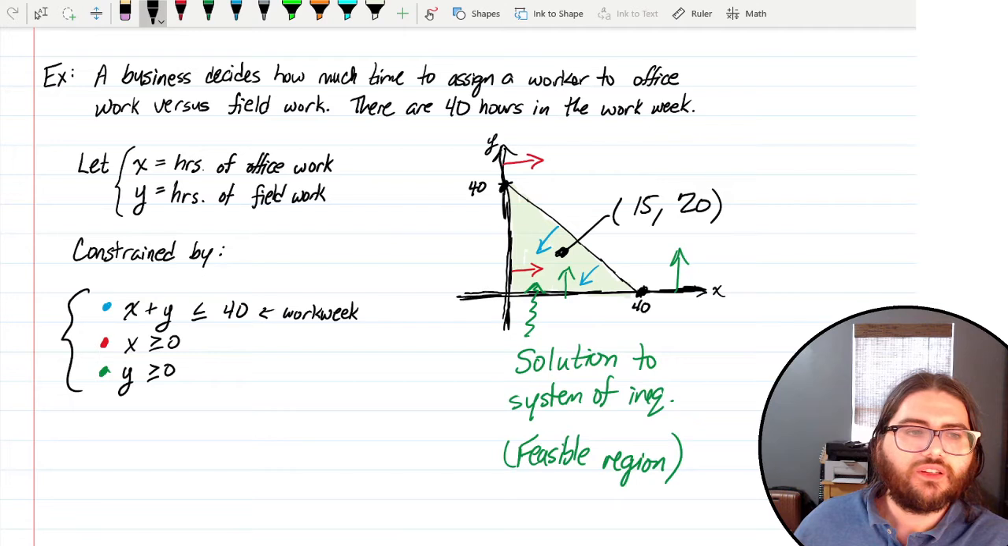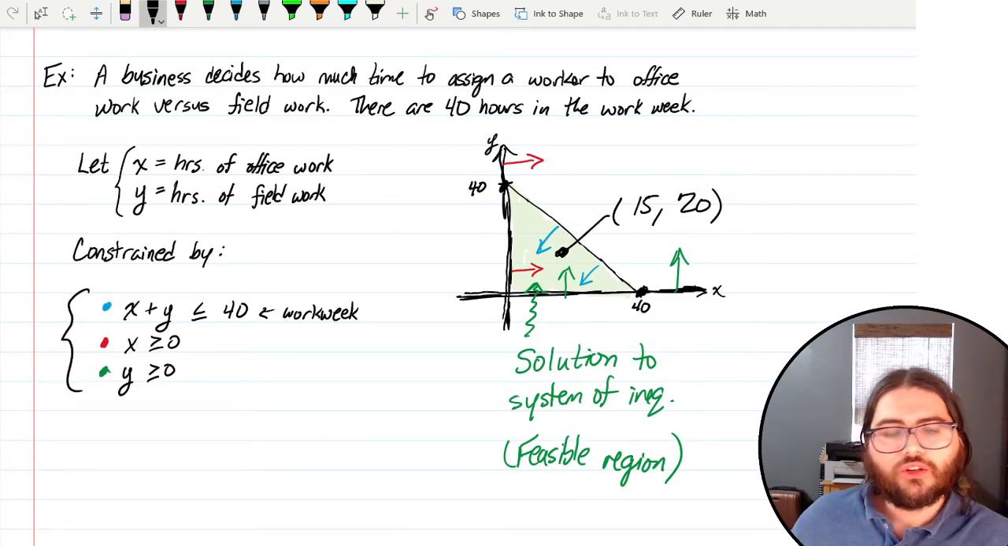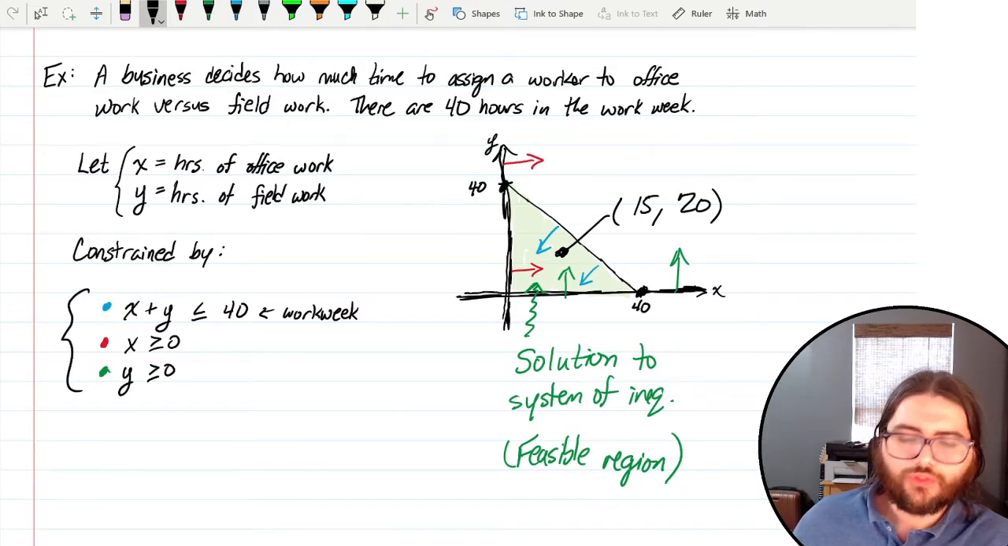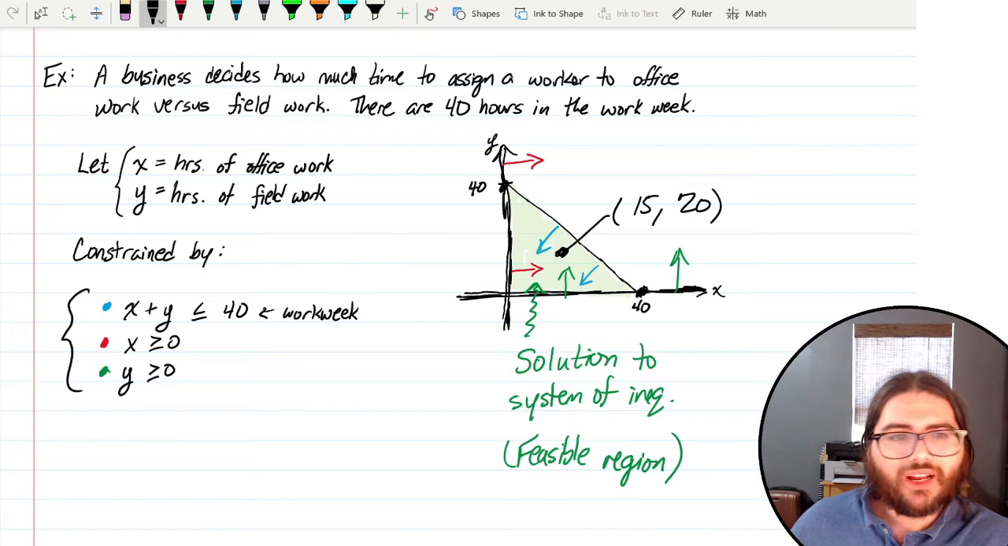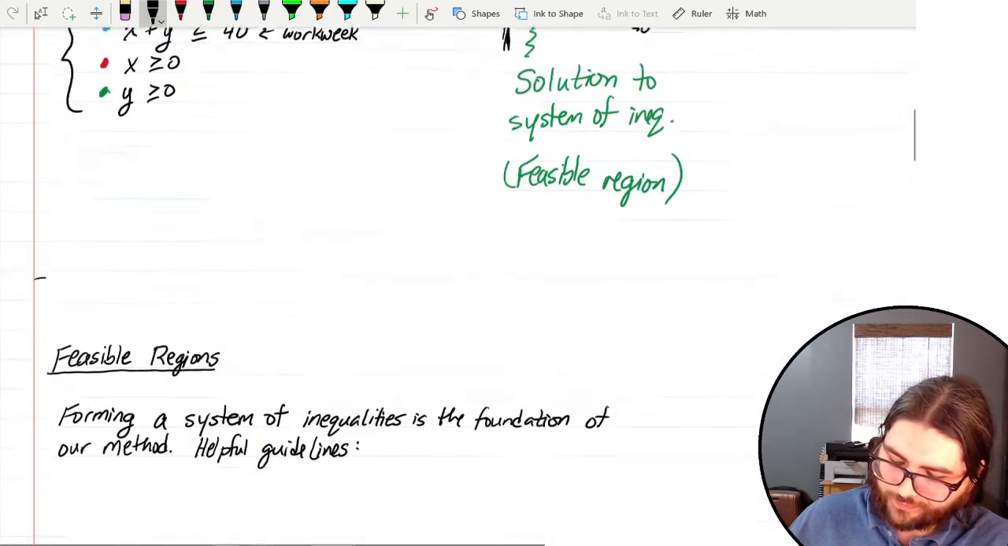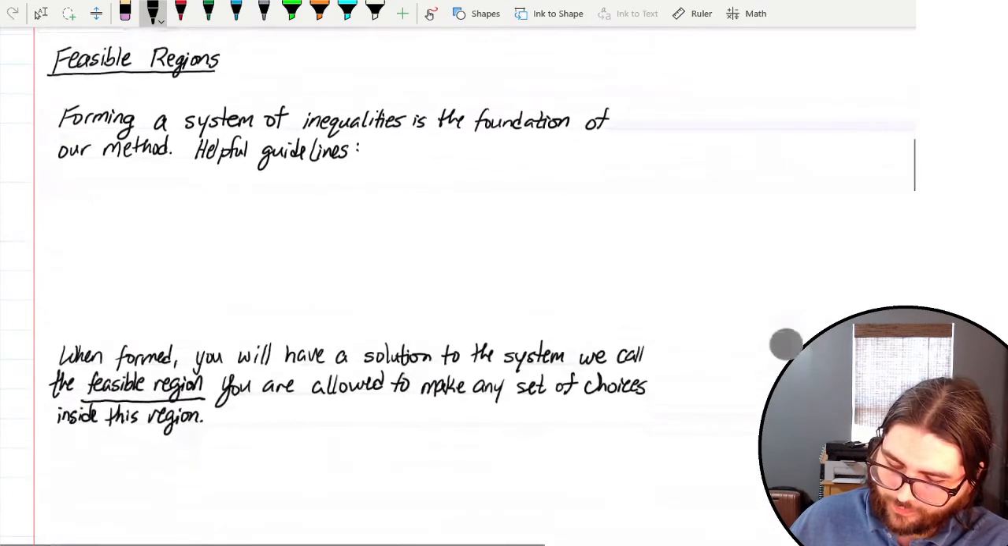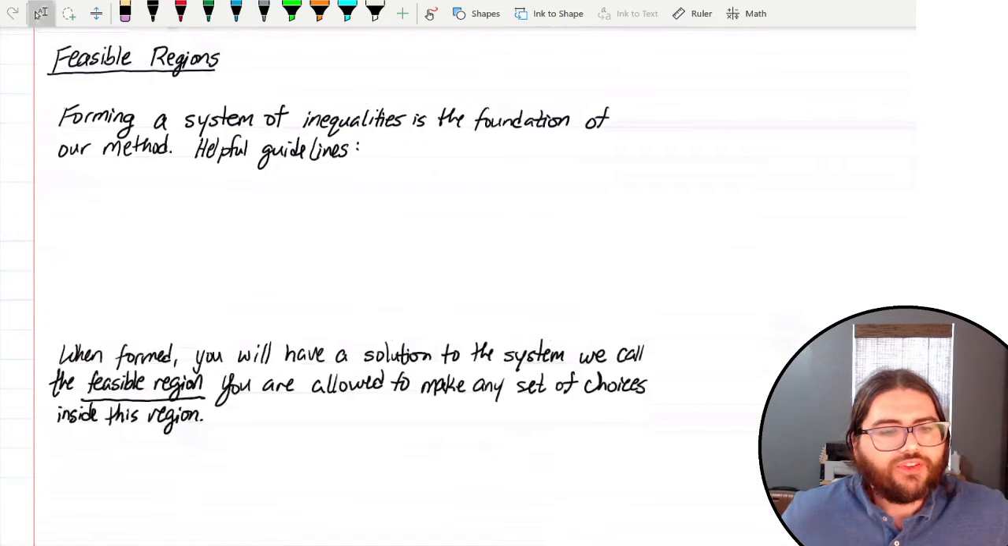And so there's my graphical system of inequalities. In particular, that feasible region that's shaded, that's what I'm going to focus on for the rest of today. Right? My optimal solution lies somewhere within that shaded region. So let's look at the feasible region.